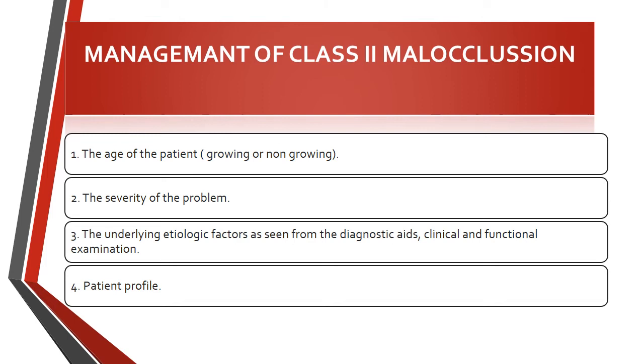And lastly, the patient's profile can also change our treatment plan. If the patient's profile is convex, we may consider retroclining the upper incisors to get a straight profile. But what if the patient already has a straight profile? We may not change that profile.